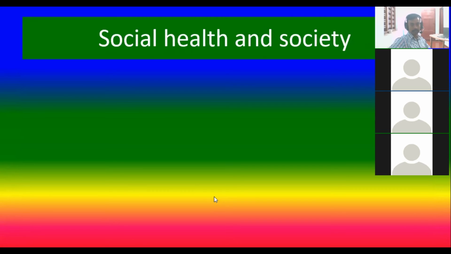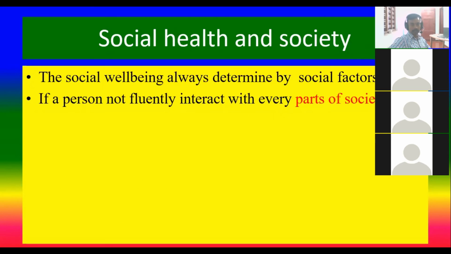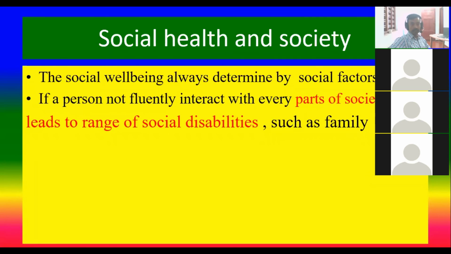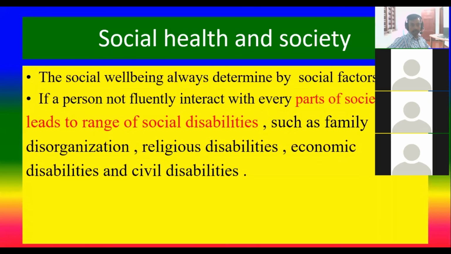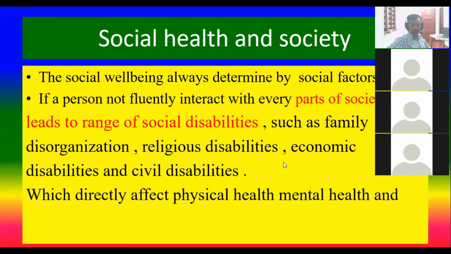Then social health and society. Social well-being is always determined by social factors. If a person does not interact fluently with every part of society, it leads to a range of social disorders or social disabilities such as familial disorganization, religious disabilities, economic disabilities, and civil disabilities, which directly influence or affect the health status of people. They directly affect physical, mental, and social well-being.